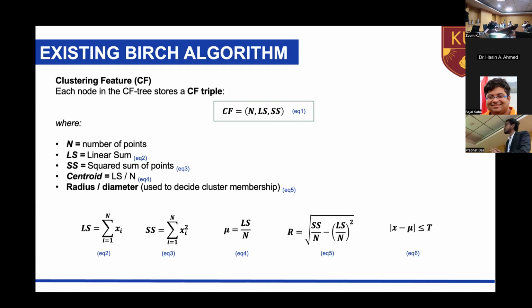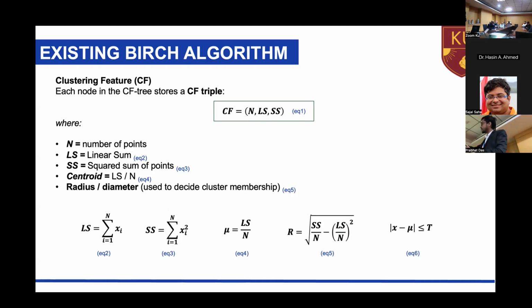The first and foremost step is to compute the cluster feature. The moment the data comes in, we compute the cluster feature, which consists of N, LS, and SS. N stands for the number of data points, LS stands for the linear sum, and SS stands for the squared sum.